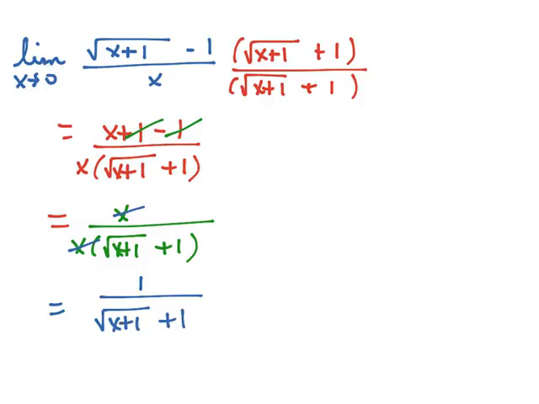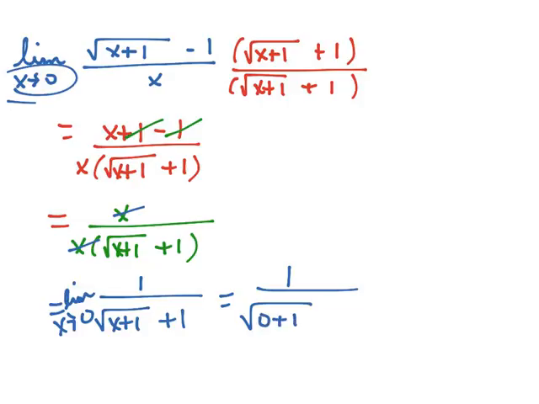And now I can substitute in and find the limit as x approaches 0. If I substitute in 0, I'll have 1 over the square root of 0 plus 1, plus 1. And the square root of 0 plus 1 is just the square root of 1, which is 1, and 1 plus 1 is 2. So the answer to the question is 1/2.